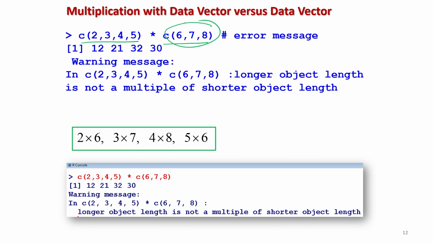So this 6, 7, 8 will be multiplied to the first 3 values in the first data vector, and then it will repeat again. So 6 will be multiplied by 5 and the remaining 2 will not be multiplied, but it will give you a warning message that the longer object length is not a multiple of the shorter object length. So that is the same concept which I explained to you in the case of addition and subtraction.